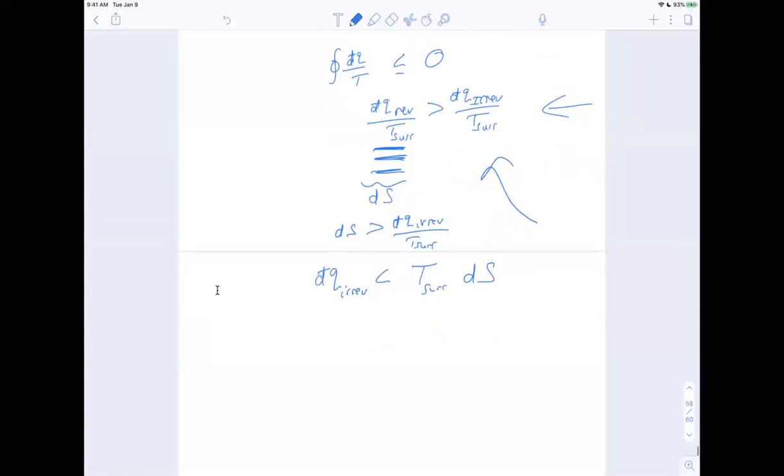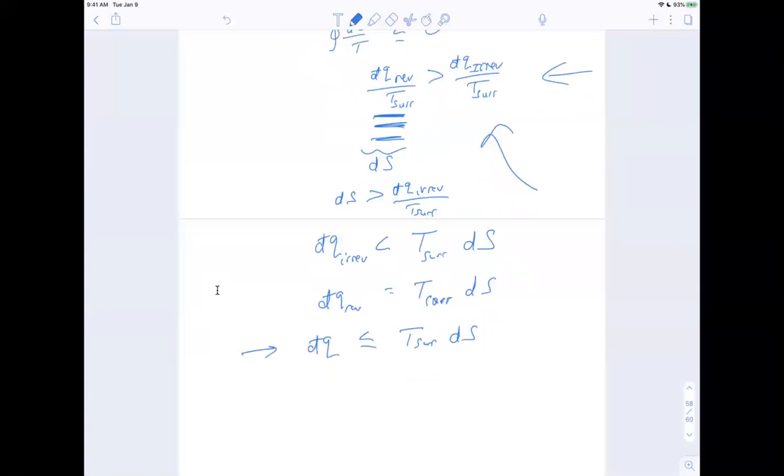And I can generalize this. So dq irreversible, I use the inequality, but I know that dq reversible is equal to T surroundings dS. Therefore I can write in general dq is less than or equal to T surroundings times dS. So this is the general way I can write this. That less than or equal to takes into account both reversible and irreversible conditions.